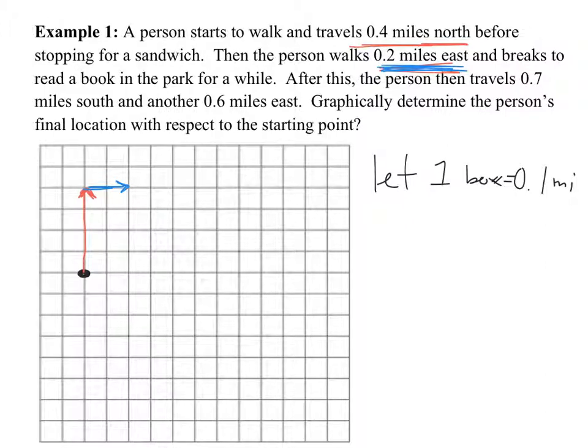Next, what happens after that? After the person breaks to read a book for a while, what do they do next, Emma? We go 0.7 miles south. 0.7 miles south. So let's go back to 4 boxes and then another 3 boxes down. Okay, 0.7 miles south.